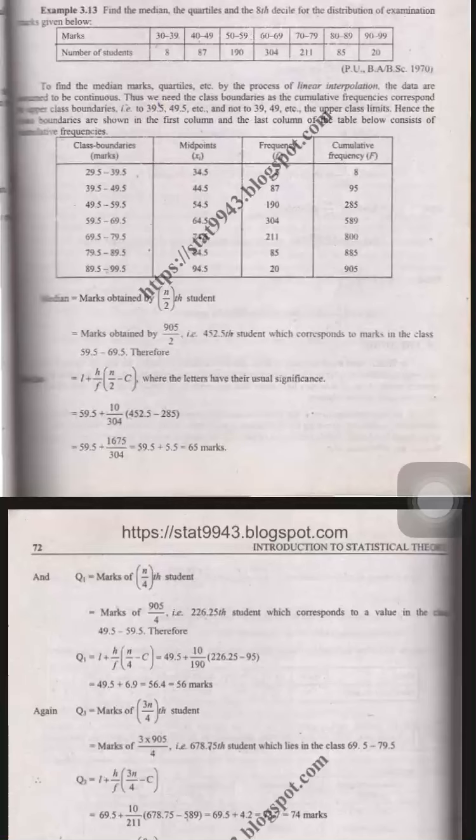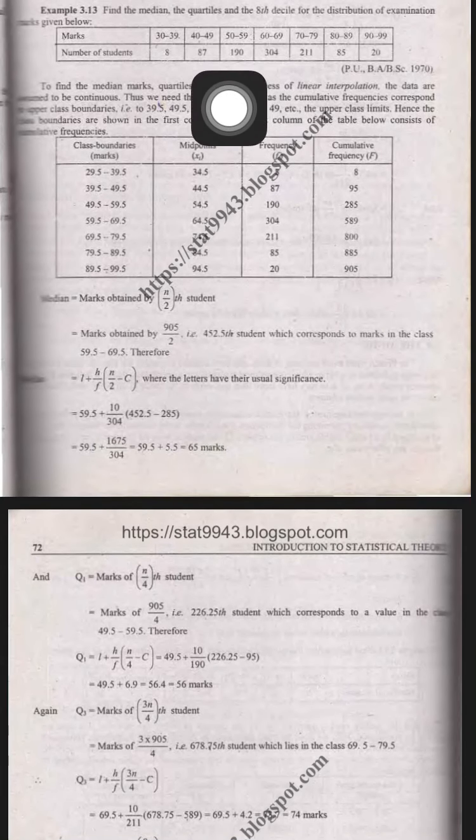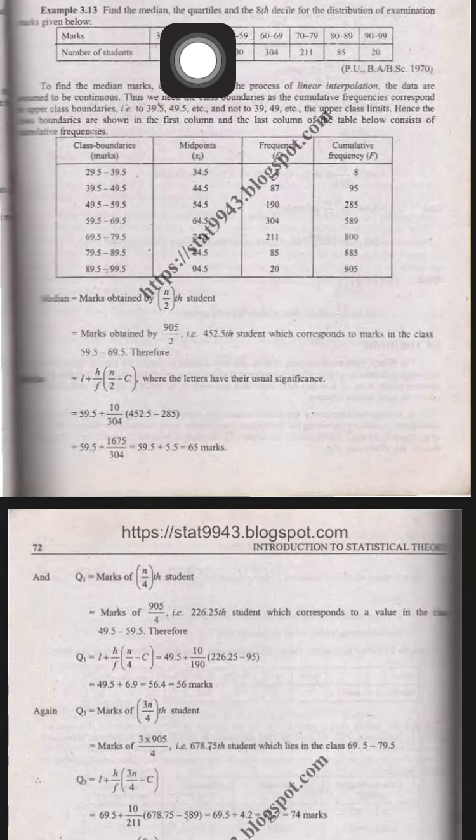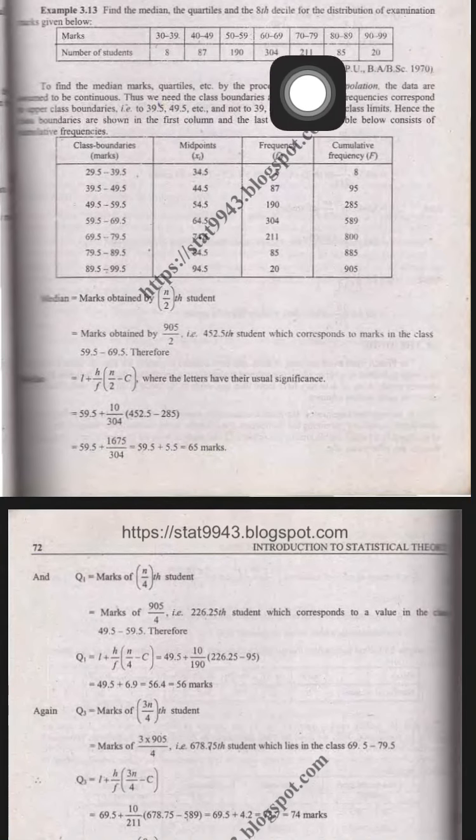So next, this is the example for the continuous group data, and what we have to do is calculate the quartiles for this example. This is the example in the form of continuous group data. These are the marks given and these are the number of students given here.